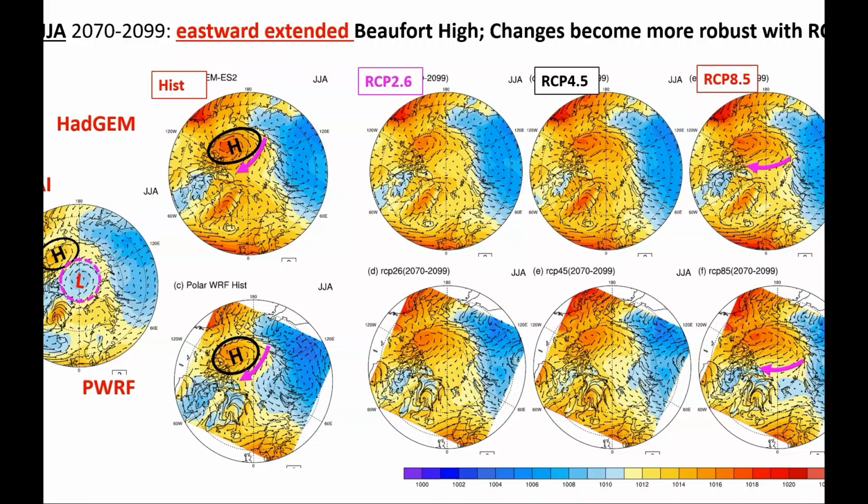We can see by the end of the 21st century, the Beaufort High tends to extend eastward, and such changes become significant in the RCP 8.5. It would result in a northwest wind over the Central Arctic Ocean instead of the prevailing westerly wind in the current climate.